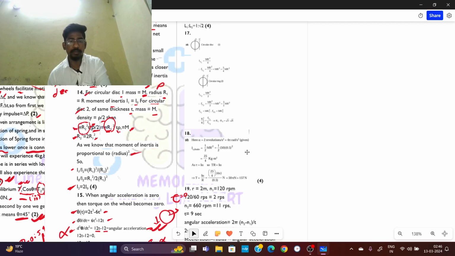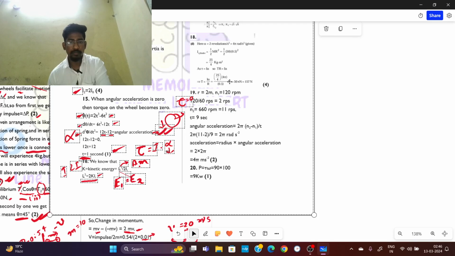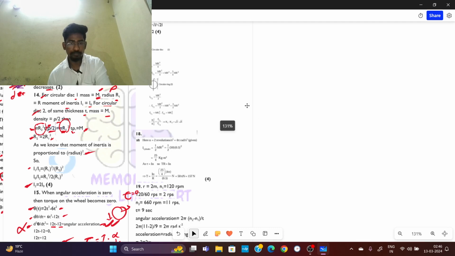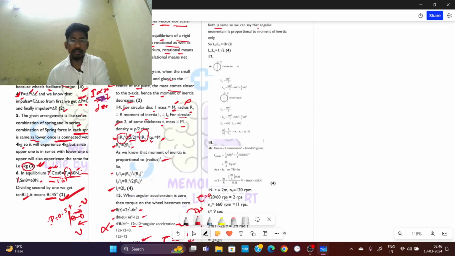If we put the values in this equation, we can say L1 by L2 is root over of, as L square is proportional to I, so L is proportional to root over of I. Therefore, L1 by L2 equals root over I by 2I, and L1 is to L2 will be 1 is to root 2. Therefore, option 4 is correct.